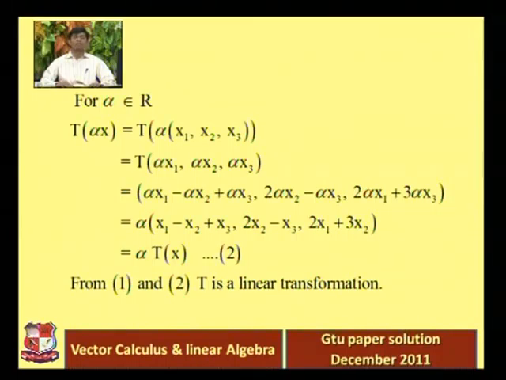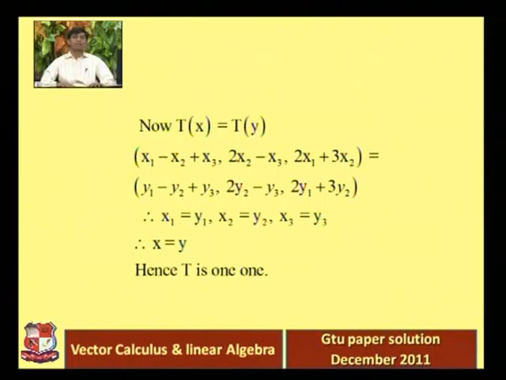Now we want to find whether T is 1-1. To find T is 1-1, what should we do? If T of x is equal to T of y for any x and y, to prove x is equal to y. So let's start from T of x is equal to T of y. So that is equal to, using the definition, x1 minus x2 plus x3, 2x2 minus x3, 2x1 plus 3x2, that is equal to y1 minus y2 plus y3, 2y2 minus y3, 2y1 plus 3y2, that gives x1 is equal to y1, x2 is equal to y2, x3 is equal to y3. So that's why x is equal to y, and hence T is 1-1.